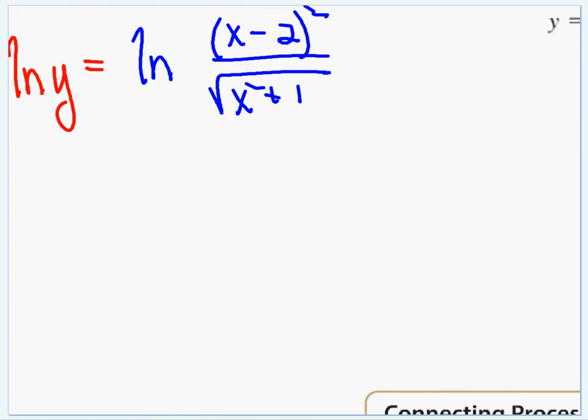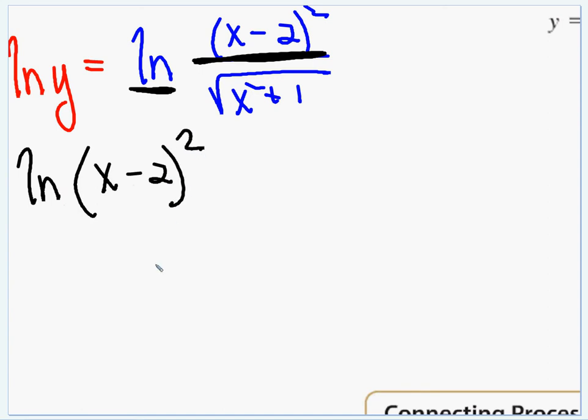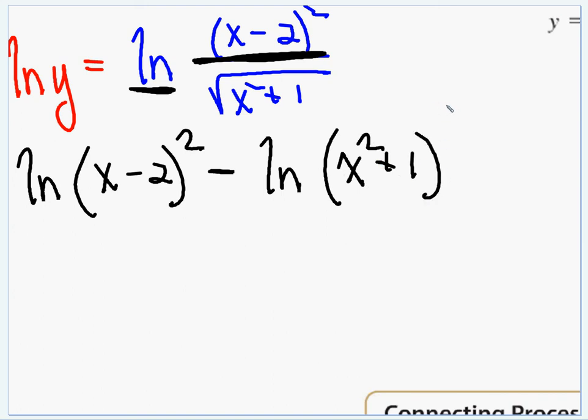Okay, so let's start busting this up. The first thing I like to do is separate the numerator and denominator. So we are going to have the natural log of the numerator, x minus 2 quantity squared, minus the natural log of the denominator, and I'm going to put it as a 1/2 power: x squared plus 1 to the half. Notice this isn't a negative half. We did not bring it up, so to speak. We are using the properties of logs. So that is to the positive half power.